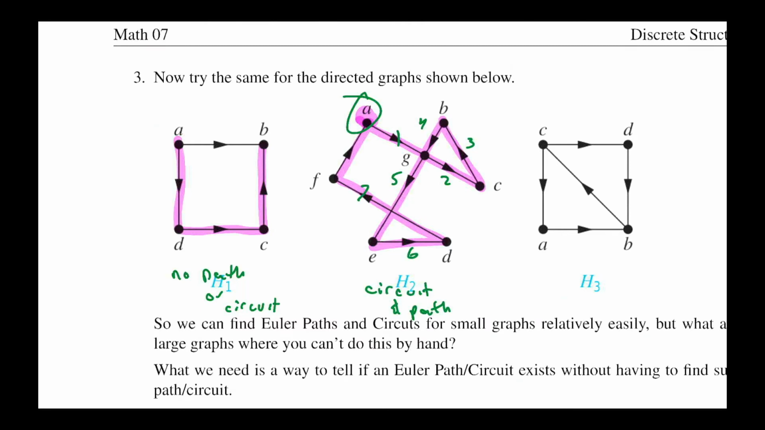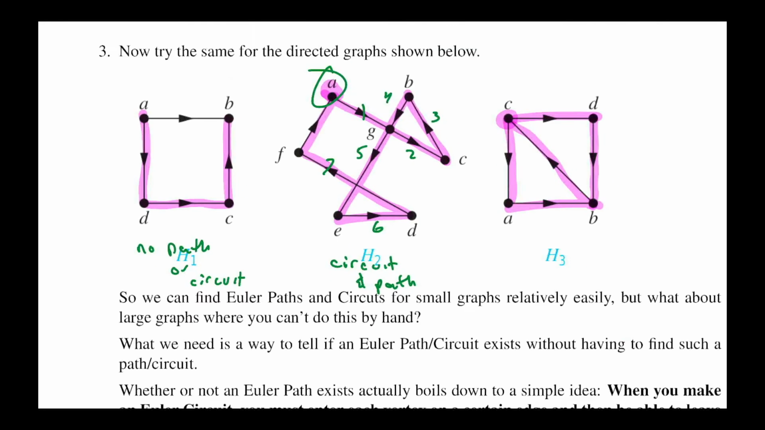Okay, last one. C, D, B, C, A, B. Oh, that was a path. Okay, so what did we do? We did it here, then we had to go here, then we had to go here, and then we had to go here. And that was a path, but not a circuit.